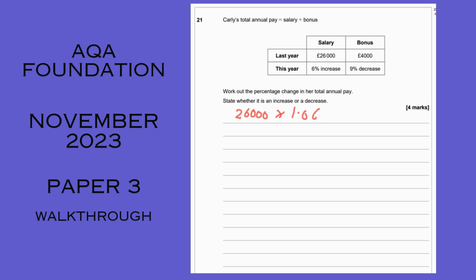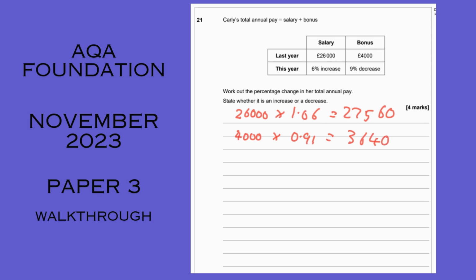She gets a 1.06 as a multiplier increase. You could have done 0.06 to look at just the increase. That's entirely up to you. I'll stick with this one because it's always good to work with your multipliers, always good to revise them. Then we've got 4,000. Be careful, this is a decrease.